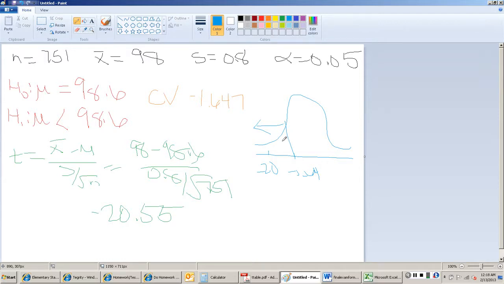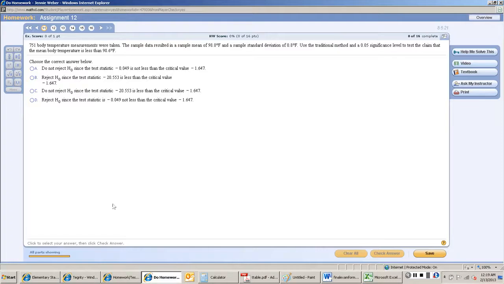if it is in the tail, in this case this tail here, you're going to reject. If you had two tails, you would have two tails to look at. In this case, we just have one, and is it past it? And it is. Negative 20 is definitely smaller than negative 1.64, and it falls in this tail area, so that means we can reject. By rejecting the null, we can say that our alternative is true and that our mean is less than 98.6. So we reject since the test statistic is less than the critical value. That is our answer, and that's all there is to it.